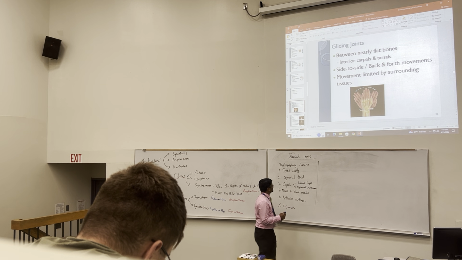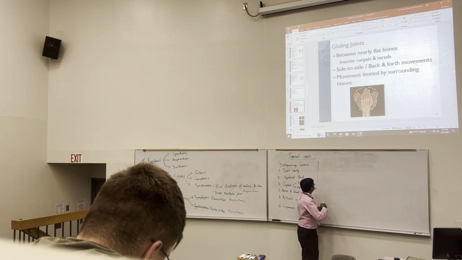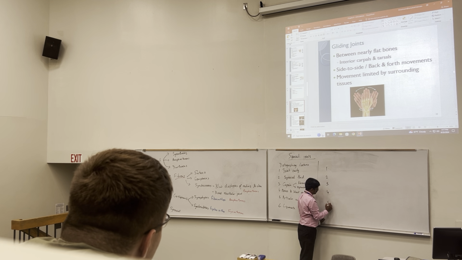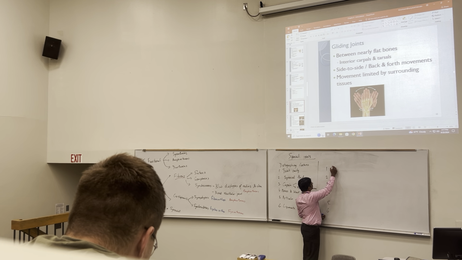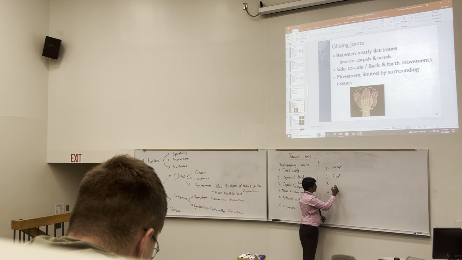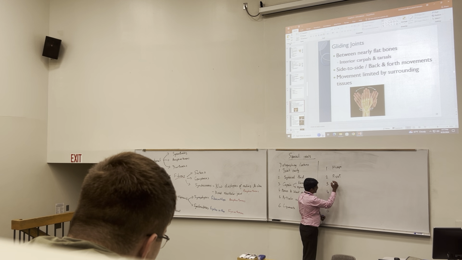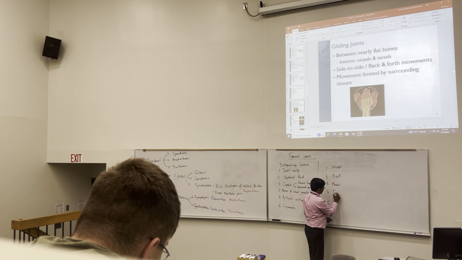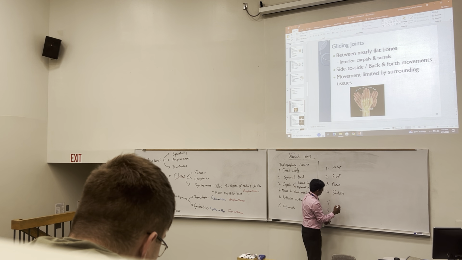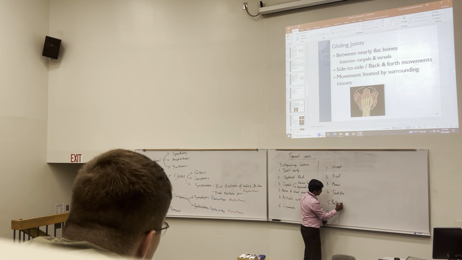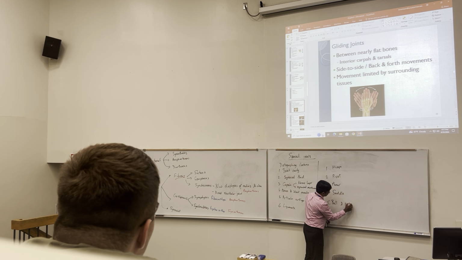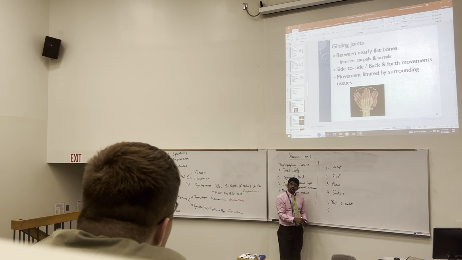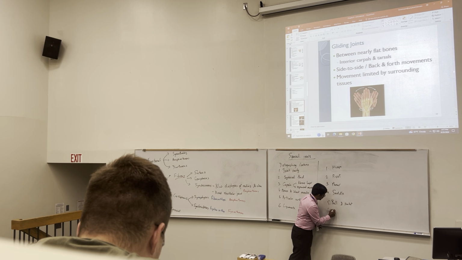What are the different types of synovial joints? Hinge joint, pivot joint. That's a planar joint; we'll talk about gliding movement. Saddle joint. Ball and socket. And then condyloid or ellipsoidal.